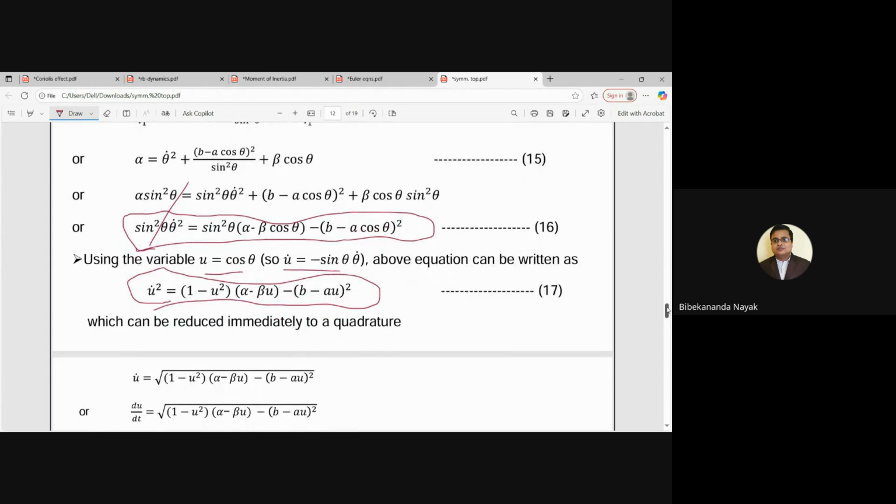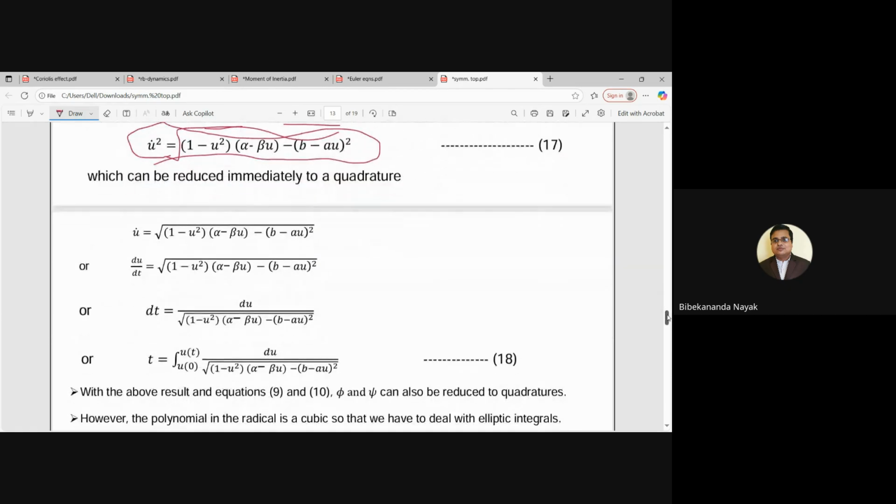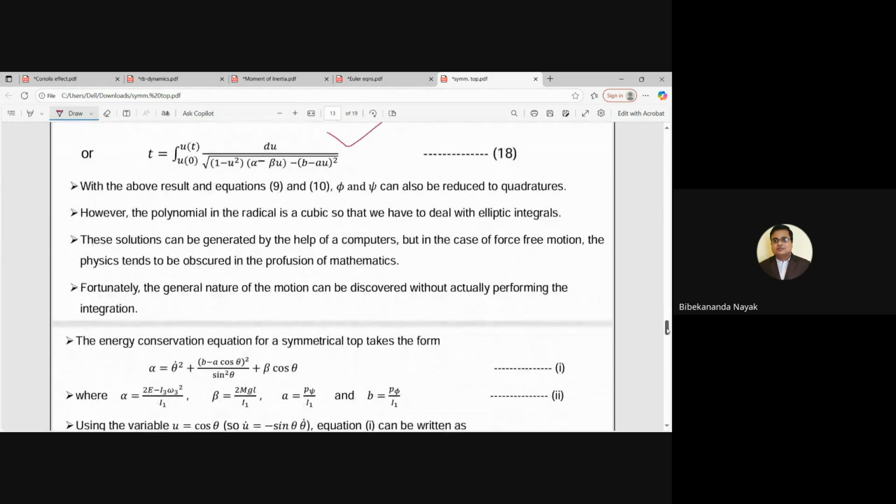Which can be reduced immediately to a quadrature. Means what is u dot? U dot is the root of (1 minus u square)(alpha minus beta u) minus (b minus a u) square. U dot means du by dt is this. So dt is equal to du by this, and t is equal to the integration of du by this. Actually this root determines all of the motion.